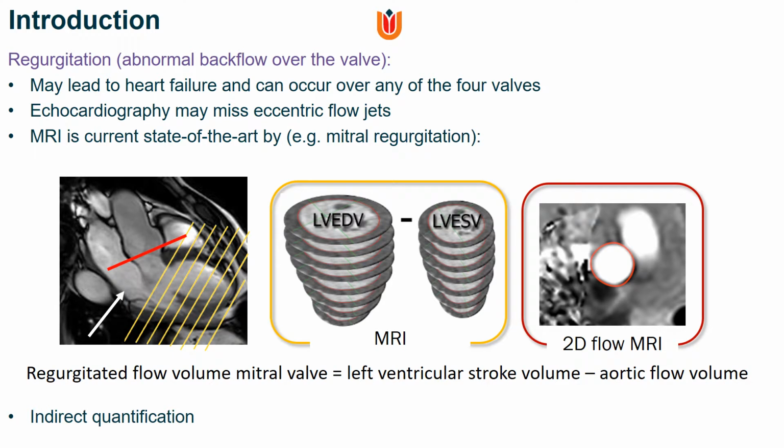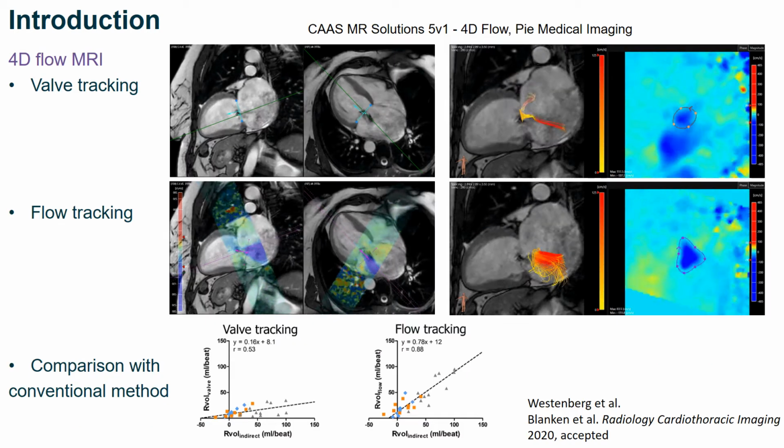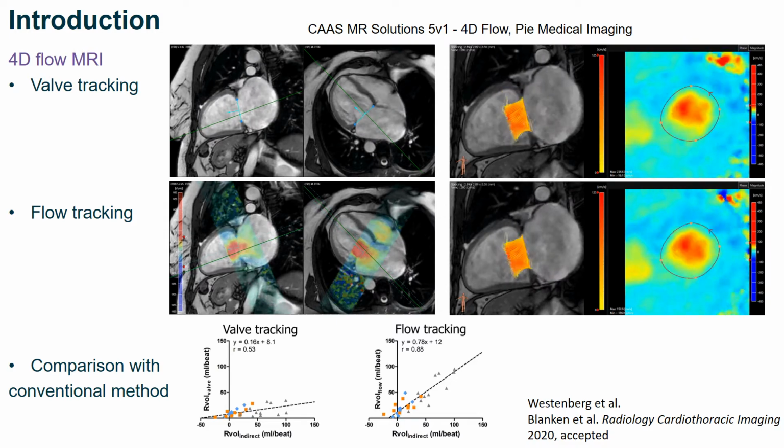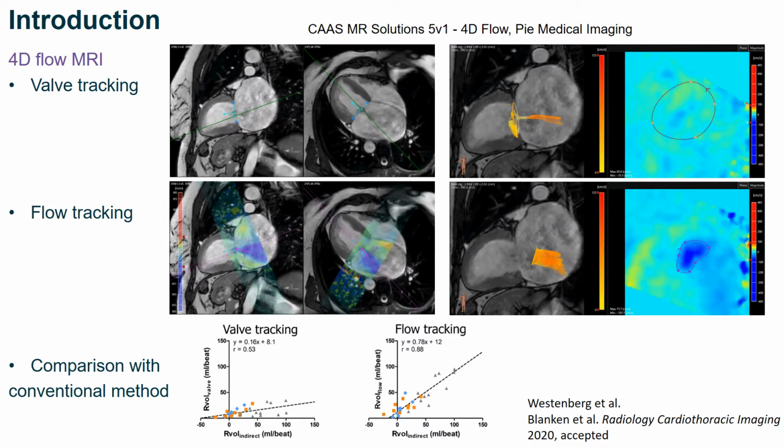of the four valves. Echocardiography may miss eccentric flow jets, and MRI is the current gold standard, for example for mitral regurgitation, subtracting the aortic flow measured by 2D flow MRI from the left ventricular stroke volume as calculated by standard CMR. But this is an indirect calculation. For this reason, direct quantification techniques were developed for 4D flow MRI.